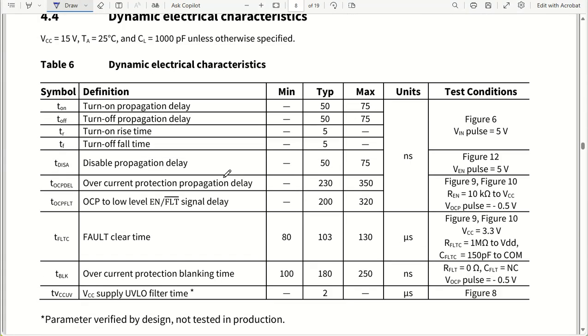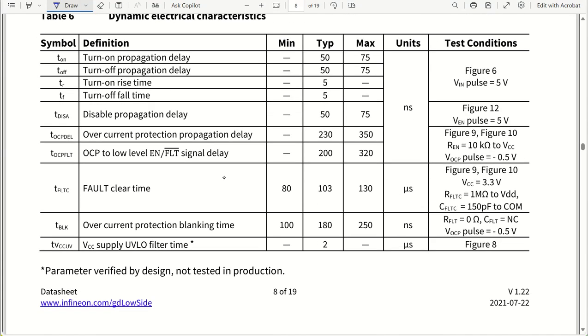Dynamic electrical characteristics are also the same thing: what is the turn on propagation delay, what is the turn off propagation delay, what is the rise time, fall time, and what is the disable propagation delay. If you are going to disable, all are in the nanosecond range, and you have the fault clear time, which is in microseconds, going to be 103 microseconds typical time.